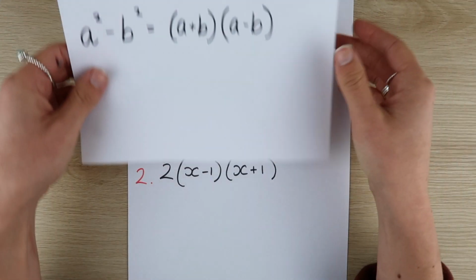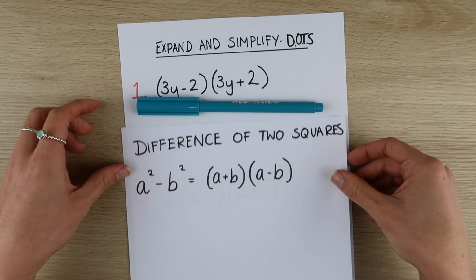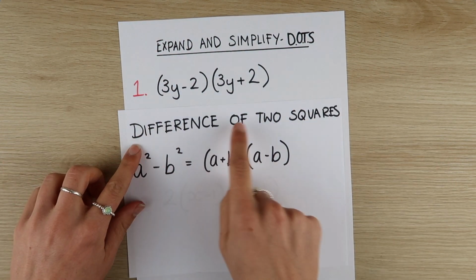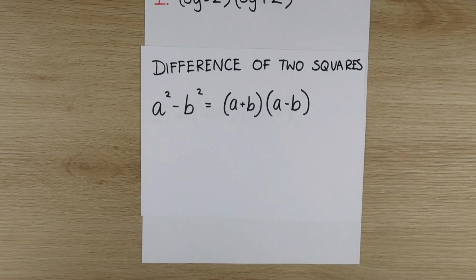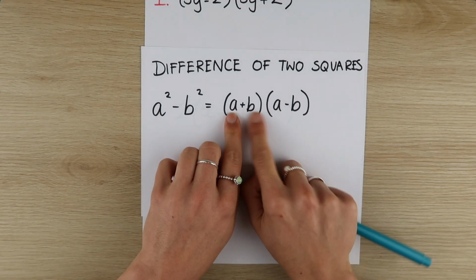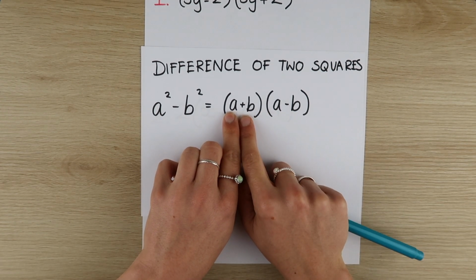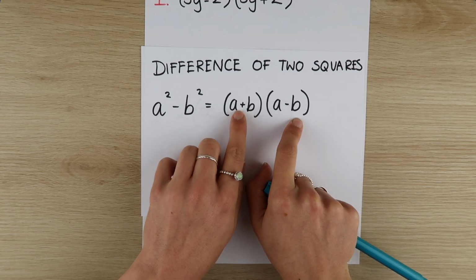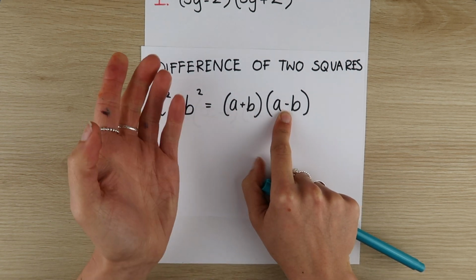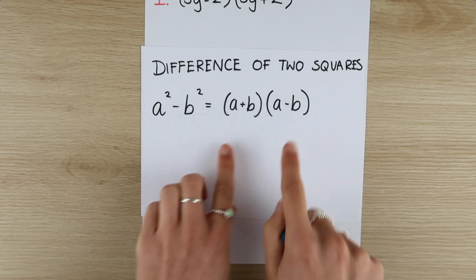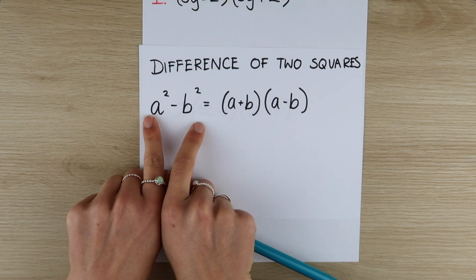So, difference of two squares. This is also known as DOTS, D-O-T-S. In this instance, when I've got a value that is the same at the start of each bracket and the end of each bracket with different operations, one being plus, one being minus, I can expand it like so.